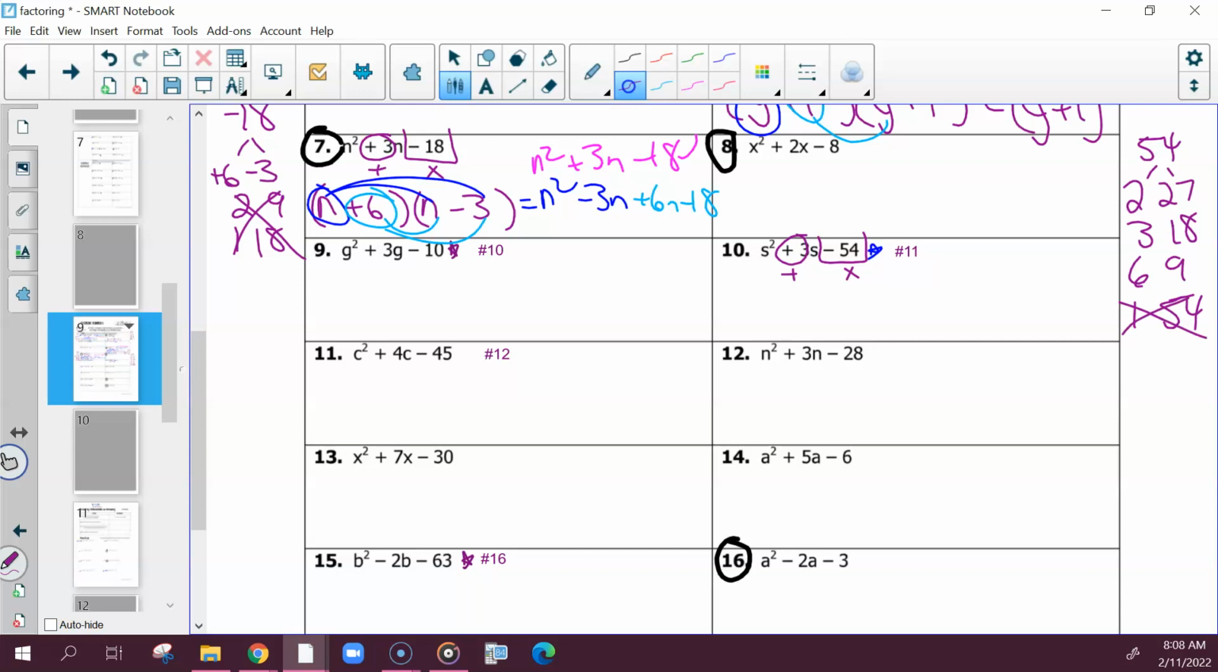2 and 27, same thing. No matter how I make that negative, when I add or subtract them together, they're not going to give me 3. Same thing with 3 and 18. 3 minus 18, 18 minus 3, that's not going to give me a positive 3. 6 and 9 definitely would. We just have to figure out which one.